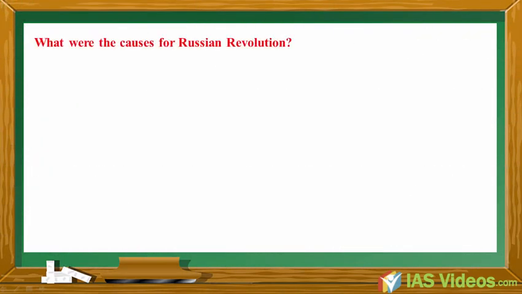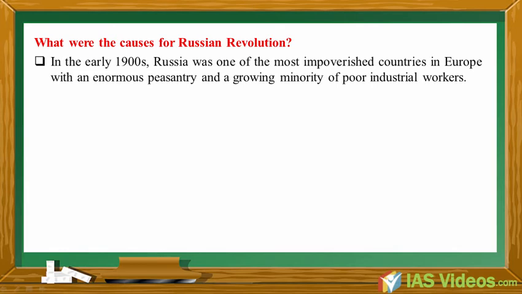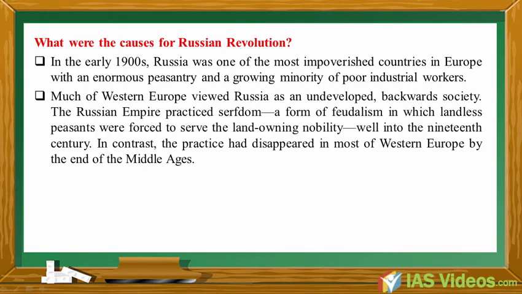What were the causes for the Russian Revolution? In the early 1900s, Russia was one of the most impoverished countries in Europe, with an enormous peasantry and a growing minority of poor industrial workers. Much of Western Europe viewed Russia as an undeveloped, backward society.